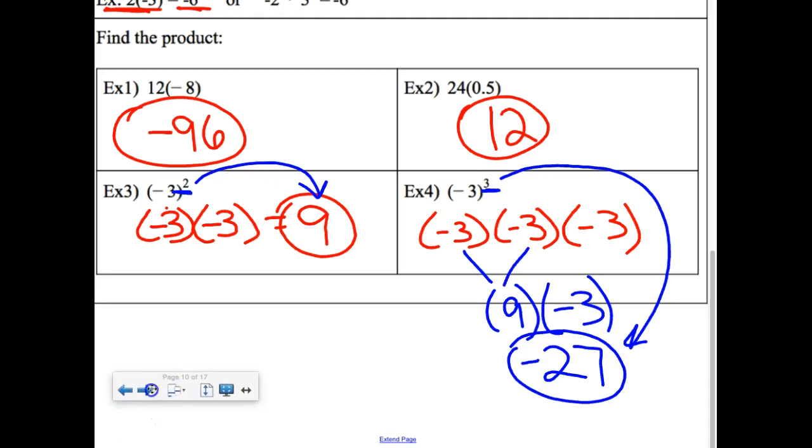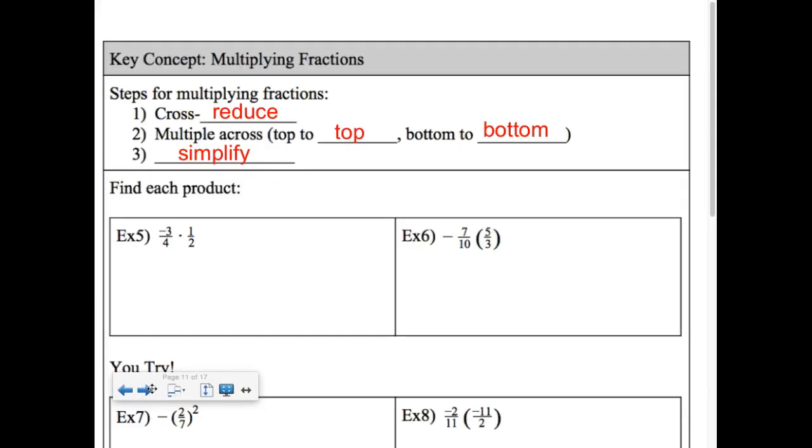All right, I'm going to flip on to the next page. We are going to review multiplying fractions. I already have these filled in. We're going to do this in 3 steps. Whenever you are multiplying, you are always going to cross-reduce. You're going to multiply the top to the top, the bottom to the bottom. And whenever you have fractions, this is always our most important step: you are always going to simplify your fractions. That's always a step you're going to do.